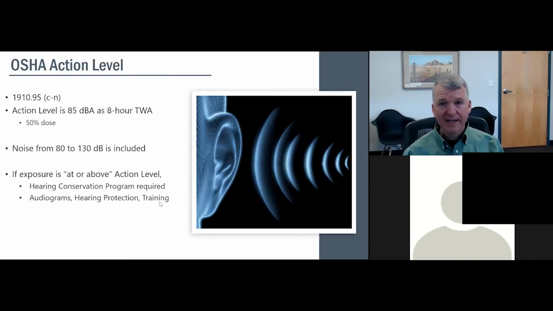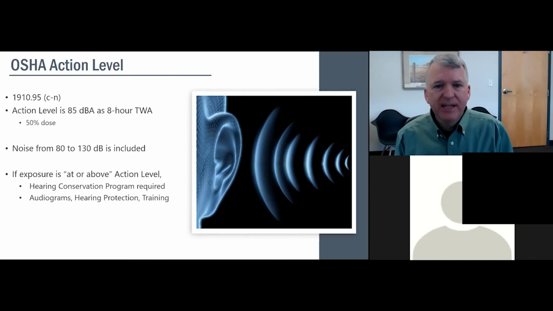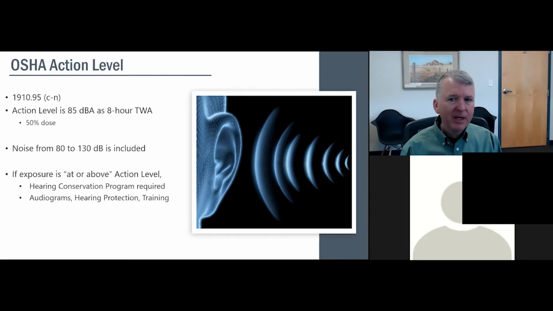So we'll look at the OSHA action level. And again, this is the Hearing Conservation Amendment, which was added in 1981. And this is paragraph C through N. The action level is an 85 dBA as an 8-hour time-weighted average, and this corresponds to a quote-unquote 50% dose.